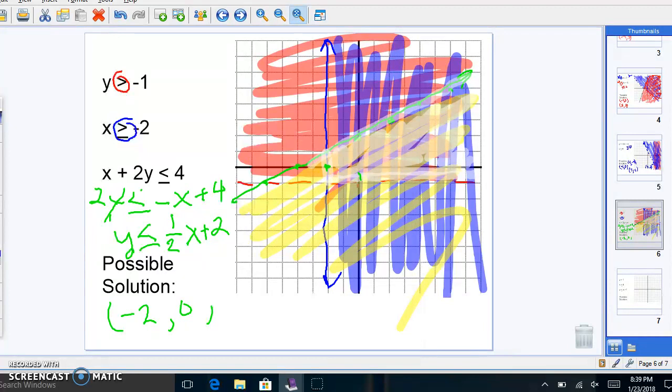You could have a possible solution of 3, 1, or 4, 4 on the line. You could have 5, 4. You could have 6, 4. So anything in here on that line, and then remember it can extend to the right as well.